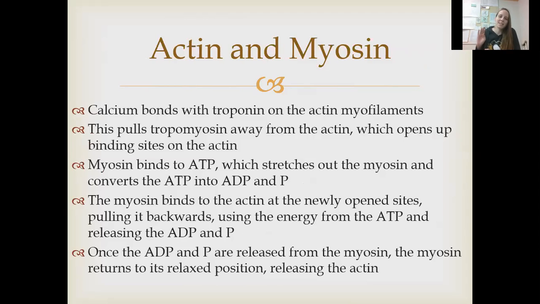So the way this works is calcium bonds with troponin on the actin myofilaments. That pulls the tropomyosin away from the actin, which opens up a binding site on the actin. The myosin then binds to ATP, which causes the myosin to stretch out as it converts that ATP into ADP and phosphate. That myosin is then going to bind to that open binding site on the actin, and then it pulls the actin towards it, which again contracts the muscle fiber.